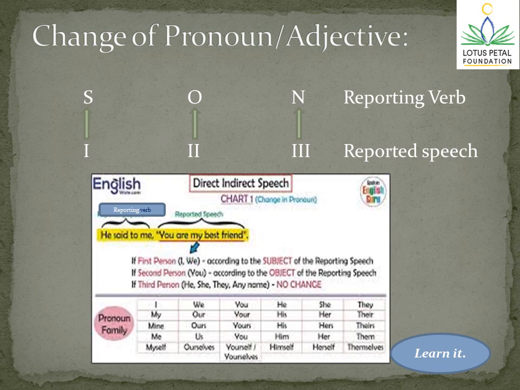The first two lines are your first person pronouns. The third line is your second person, and all the last three lines are your third person pronouns.